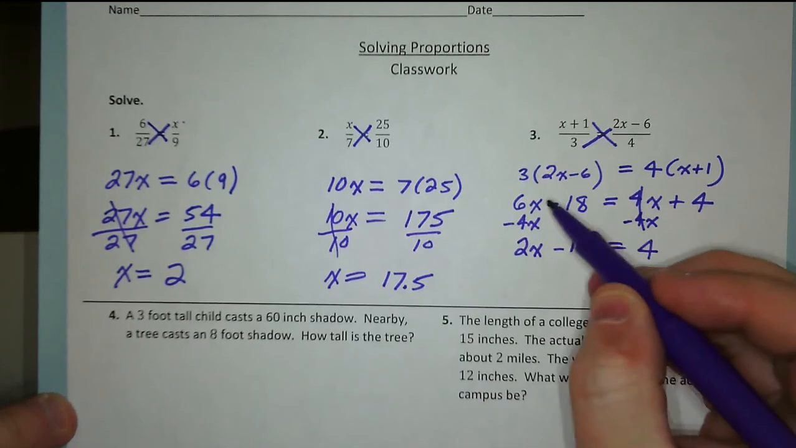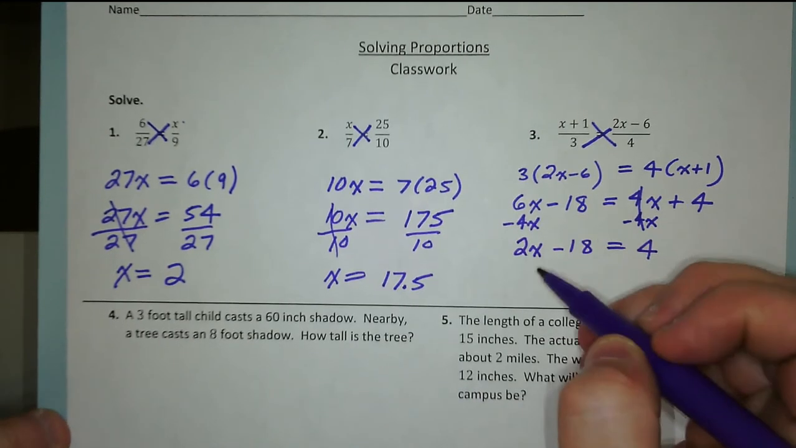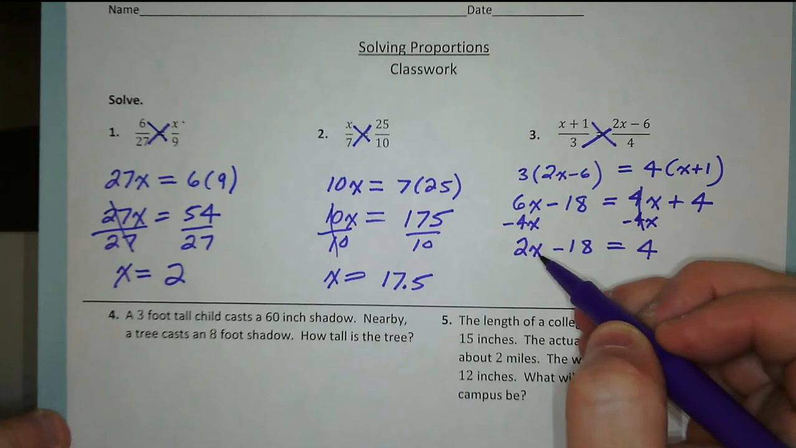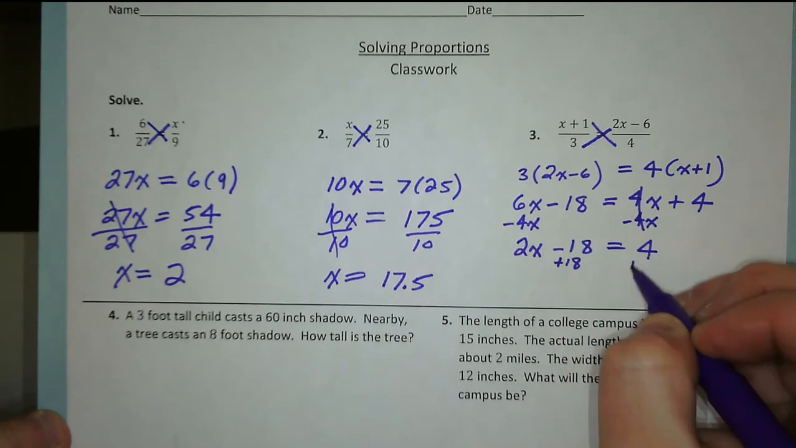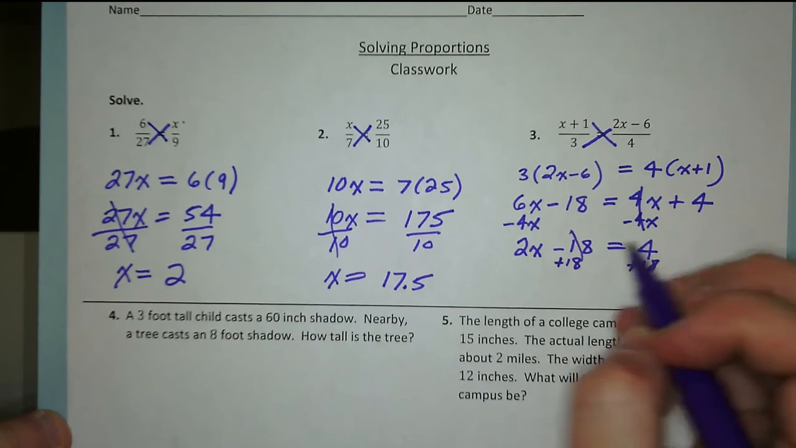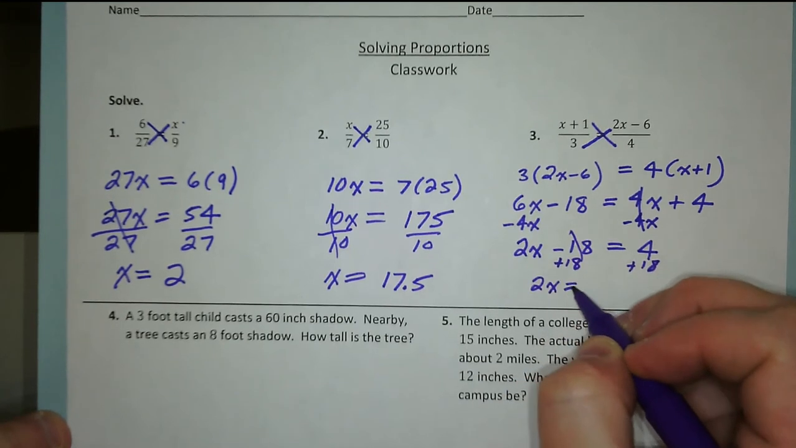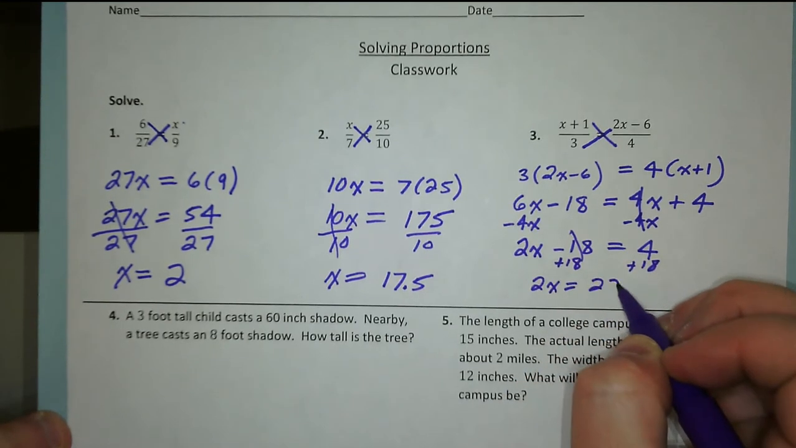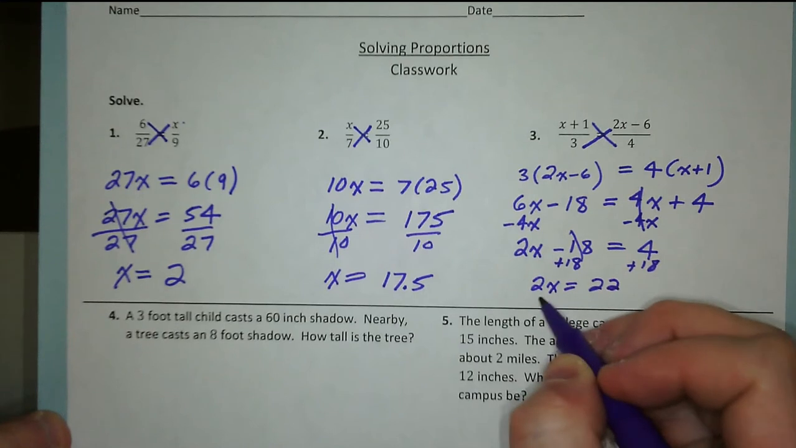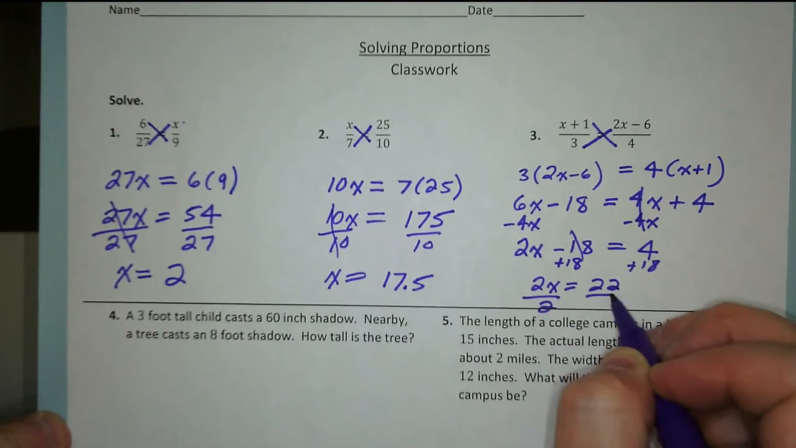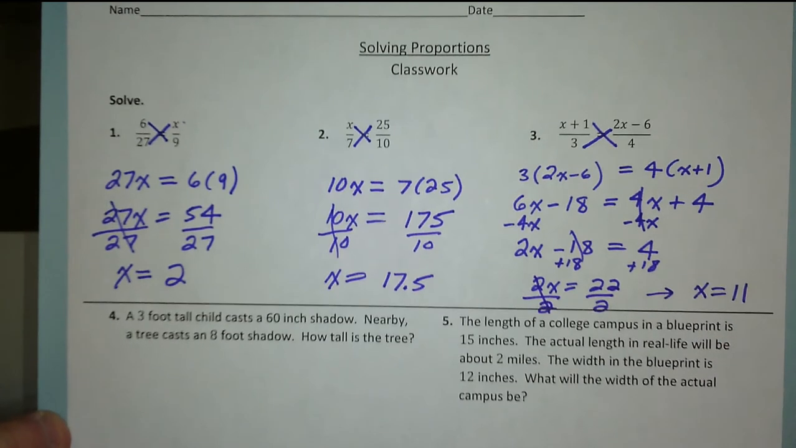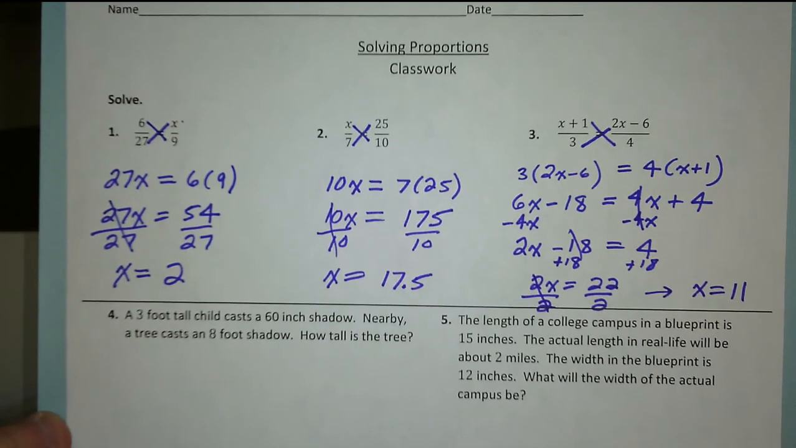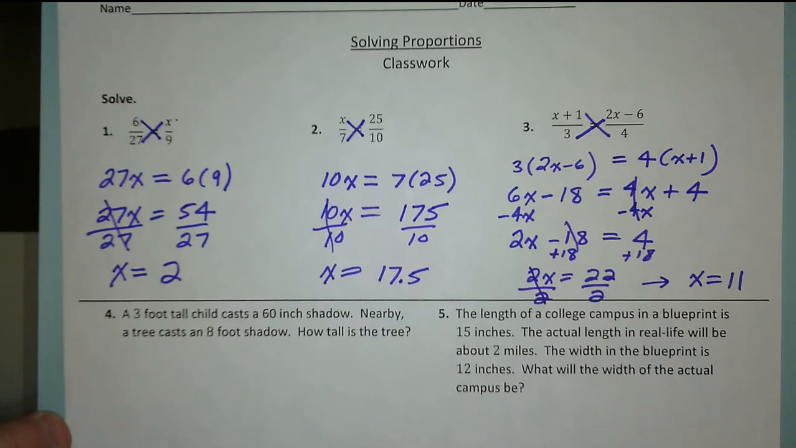Once you get the x's only on one side, now it's time to get that x all by itself. So first thing we would do is get that out of there so that we can have 2x alone over here, and over here it'd be 22. And then when we divide both sides by 2 to finish getting x all by itself, you end up with x equals 11. So that's how cross-multiplying works, even on tricky problems like number 3.